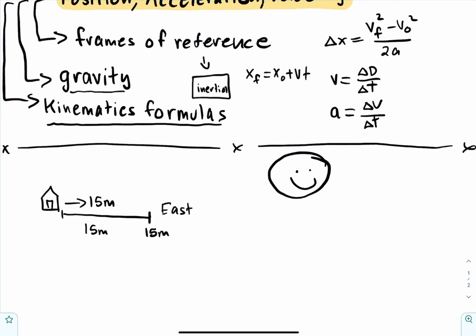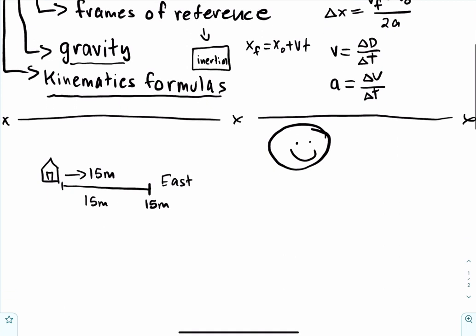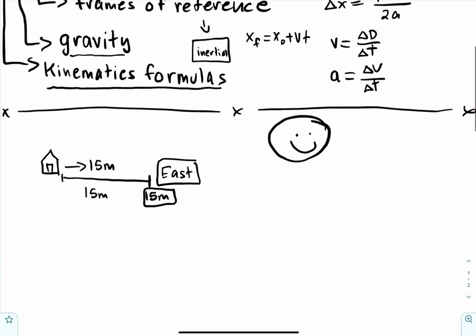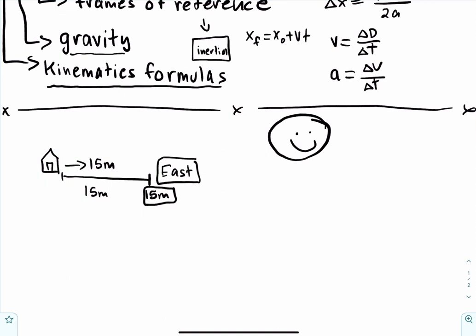And these are vector quantities. By now, you should know what vectors are. Vectors are basically a magnitude or a number, like 15, in a certain direction, which is east, in this case. So, basically, now let's look at frames of reference.